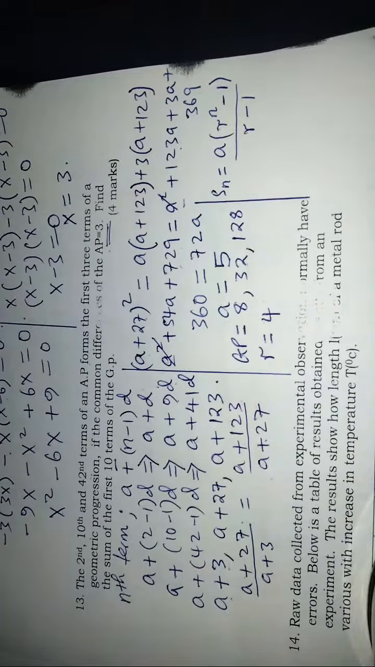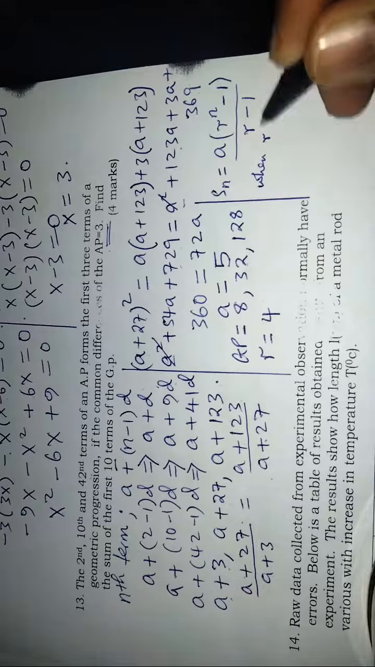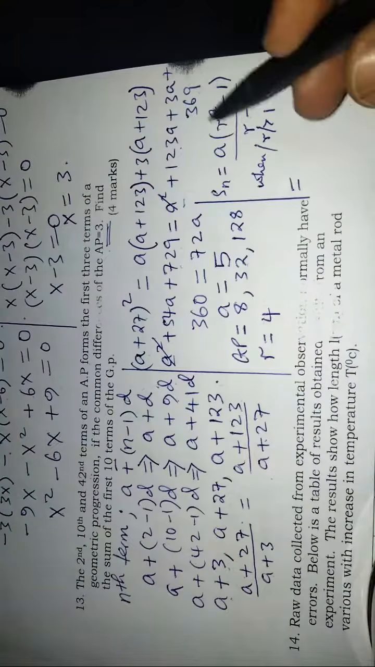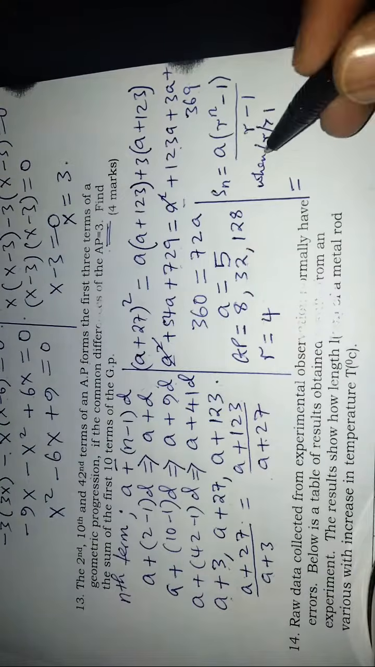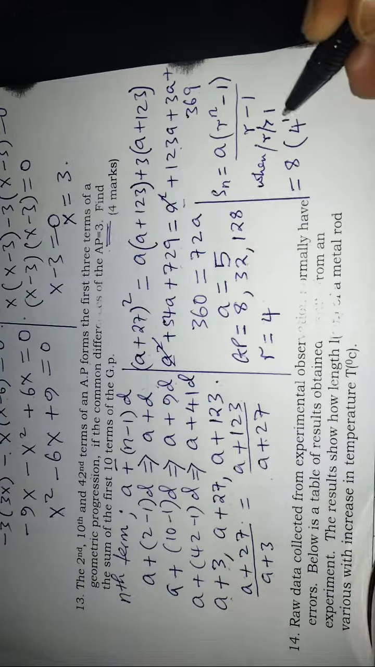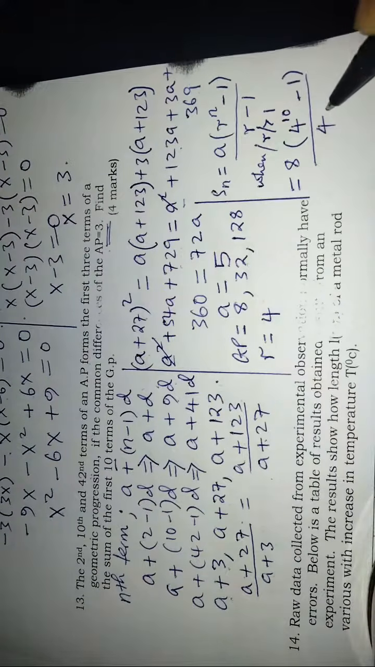This is strictly when the value of R is greater than 1. Actually, the absolute value of R is greater than 1. This means now we're going to have the first term for the GP, which is 8, into R, which is 4, raised to 10, because you're finding the sum of 10 terms, then minus 1, divided by 4 minus 1, which is our R.